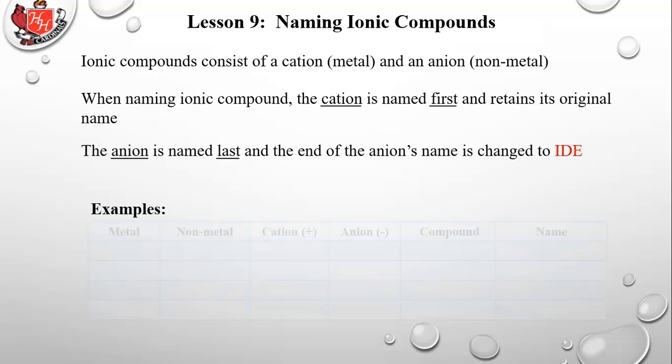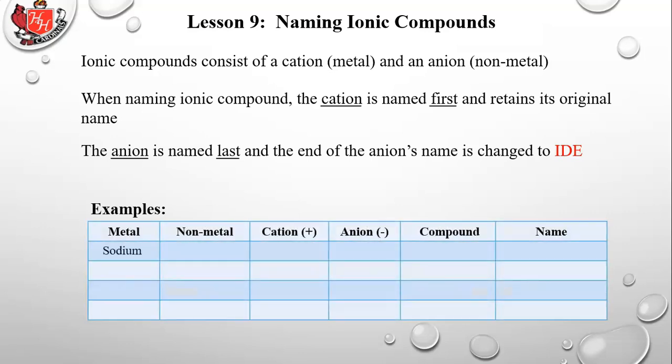So here are some examples. The metal is sodium, the nonmetal is chlorine, so sodium is going to pass an electron to chlorine. The cation will then be the sodium, and it retains that name. It has a positive charge, and then the chlorine has an extra electron, so it becomes a chloride ion. So the compound is called NaCl, or sodium chloride. So the first name, sodium, stays the same. The chlorine changes at the end of its name to IDE, chloride.